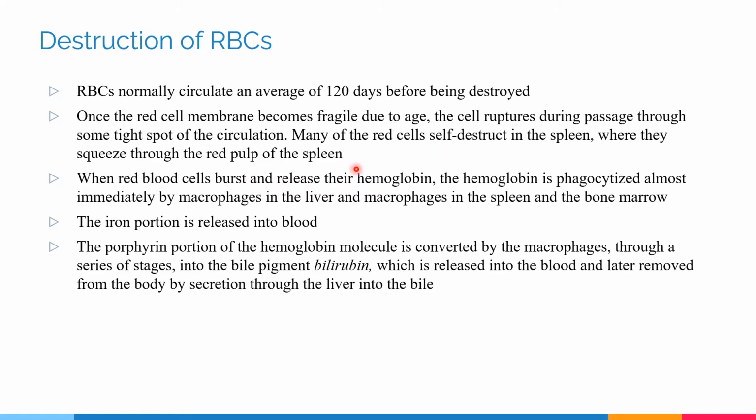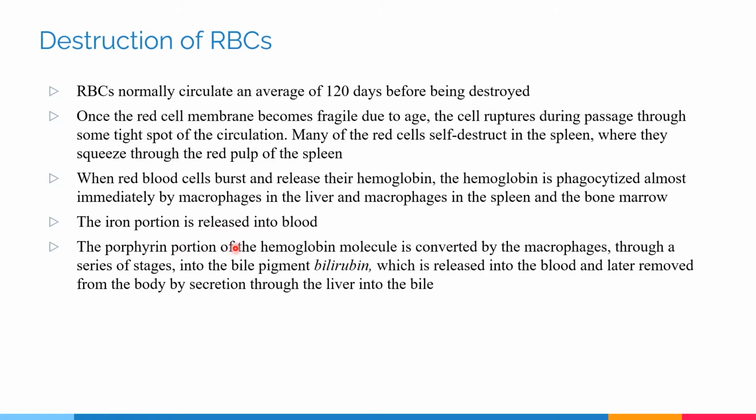But what happens when the RBC is destroyed? The hemoglobin part is phagocytosed immediately, as hemoglobin can be toxic. And thus it is immediately phagocytosed by macrophages in the liver, spleen and bone marrow, so that it is not released into the blood.